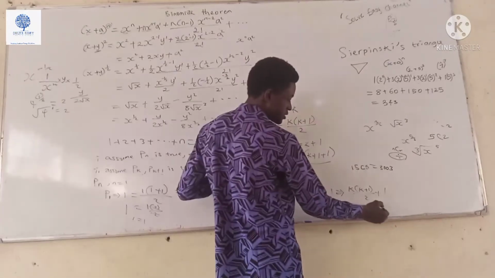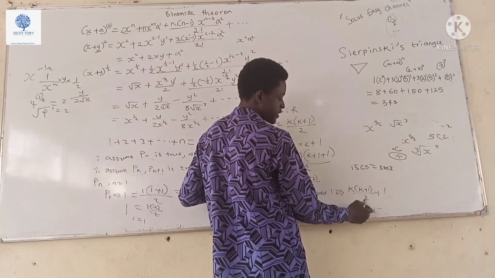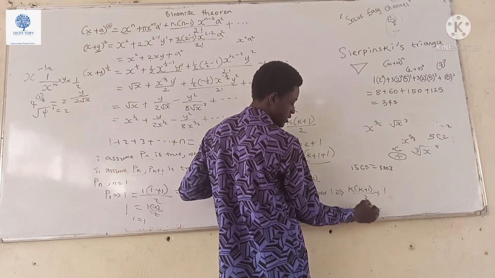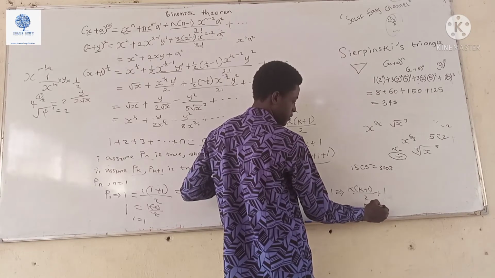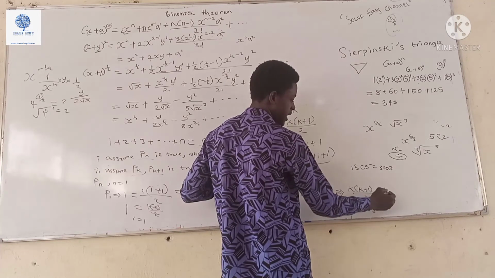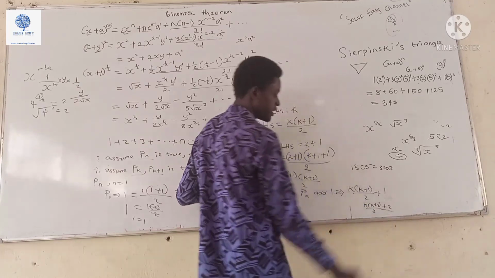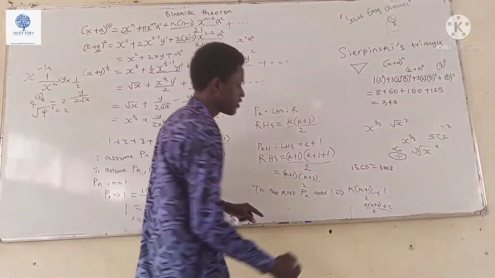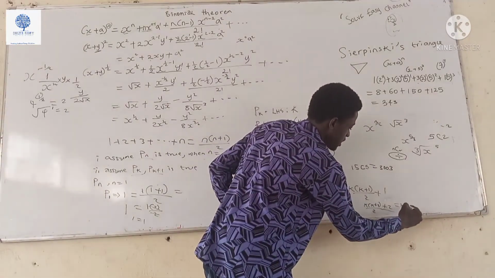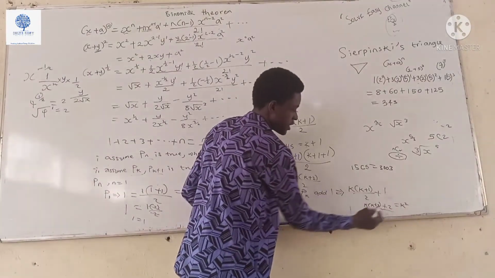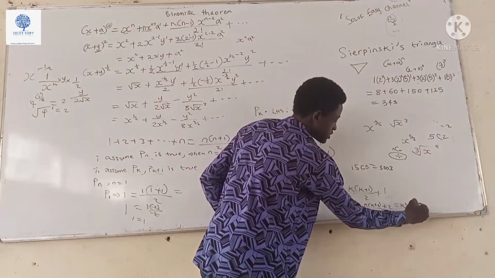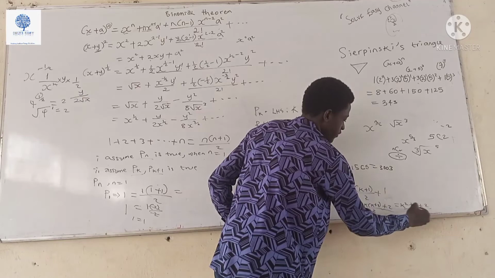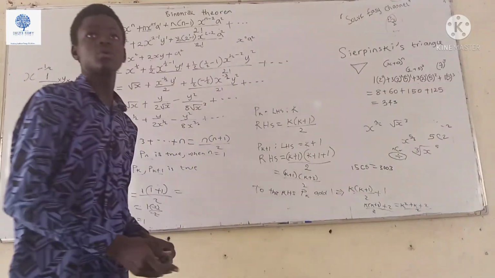Our LCM is what? 2. 2 divided by 2 is 1. 1 times k times k plus 1 is k times k plus 1. And then plus 2 times 1 gives us 2, right? So we are trying to find out if we can land in this kind of stuff. This gives us k squared. K times k is k squared. K times 1 is plus k. And then plus 2 all over 2.